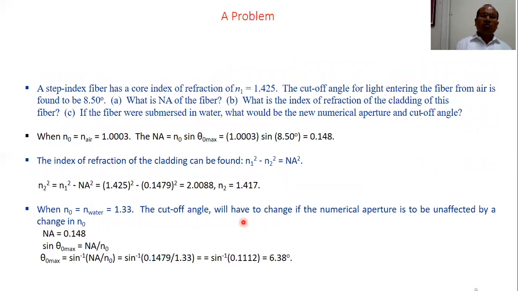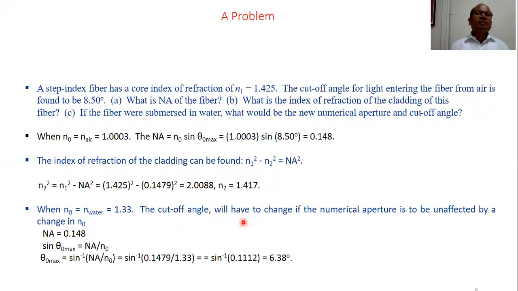Okay, so let's do one numerical problem. It is on step index fiber, because we have not yet studied graded index fiber. There are two types of fiber: step index and graded index. As its name suggests, when we say step index, what do we mean? The fiber has two components: core and cladding. When you go from core to cladding, there is a change in refractive index.